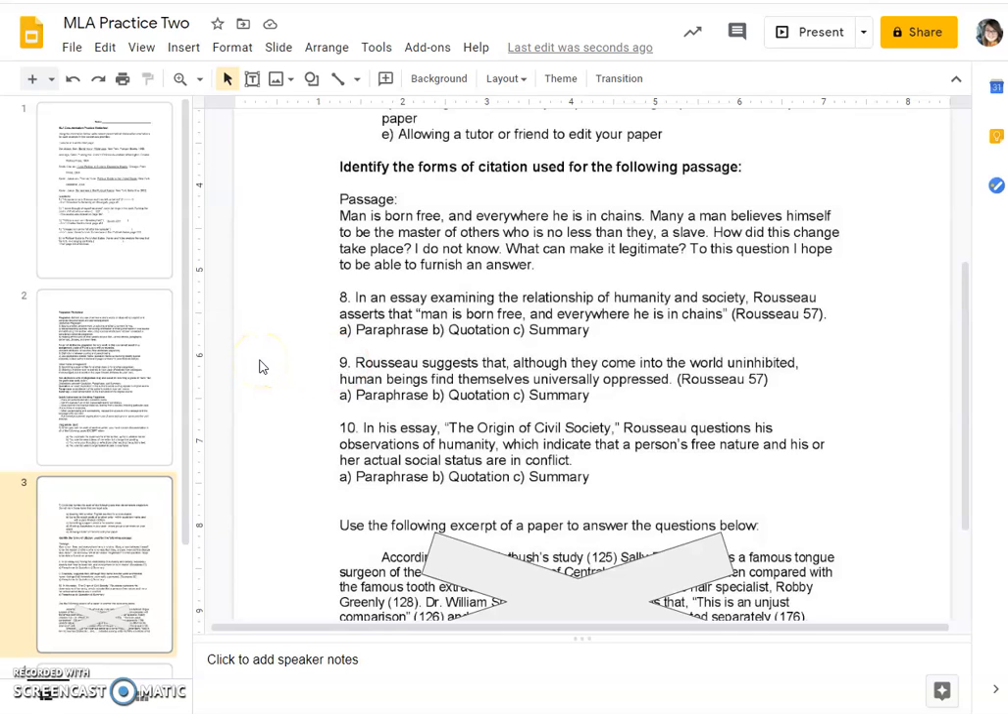Number 9. Rousseau suggests that although they come into the world uninhabited, human beings find themselves universally oppressed. Rousseau 57. Is this paraphrasing, quotation, or a summary? Go ahead and pause. You can pause the video if you need to. Alright. This one is paraphrasing. So paraphrasing is when we say in a shorter segment what they had already said in a different quote. So it's not quite a summary. A summary would be of a whole piece. It's of a smaller piece, or like a chunk of a piece, a quote. But instead of directly quoting it, we're paraphrasing it. We're taking out the important bits and just telling you the important stuff.